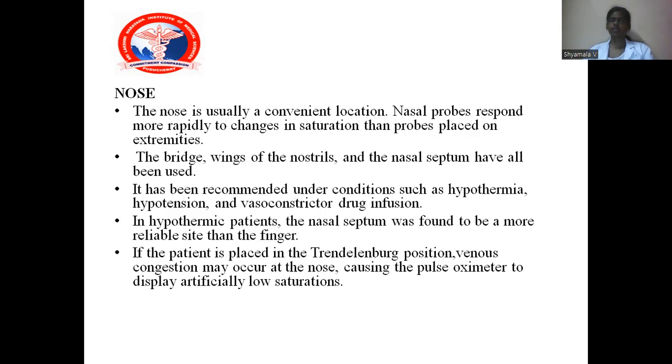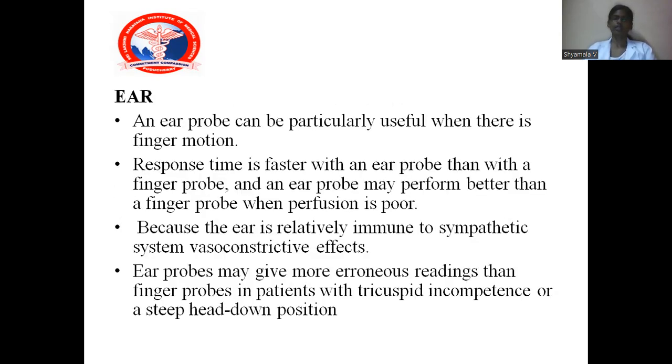In hypothermic patients, the nasal septum is found to be a more reliable site as compared to the finger. If the patient is placed in the Trendelenburg position, there will be venous congestion of the nose, which causes the pulse oximeter to display artificially low saturations. The ear probe can be particularly useful when there is finger motion or when the patient is having poor peripheral circulation or vasoconstrictive effect, because the ear is relatively immune to the sympathetic vasoconstrictive effects.